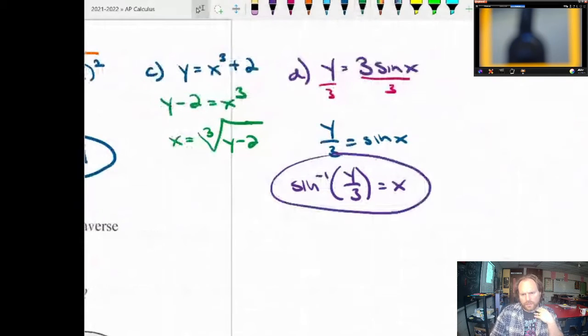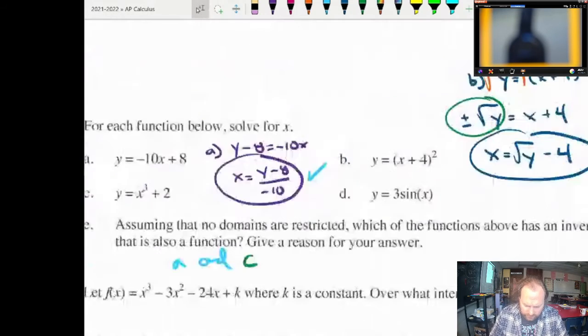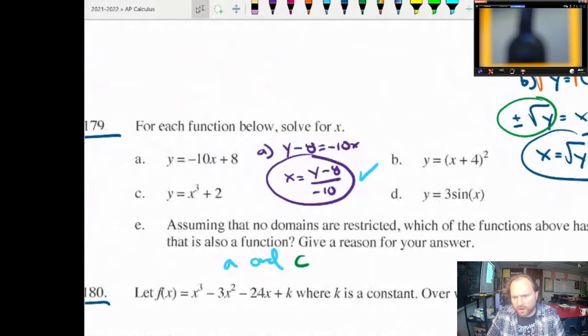But D is also out. Sine inverse has this problem where it's not really a function because for any input, there are actually several different outputs you can get for that one. We don't want D either. It's just going to be A and C. Those are the only ones that are functions.